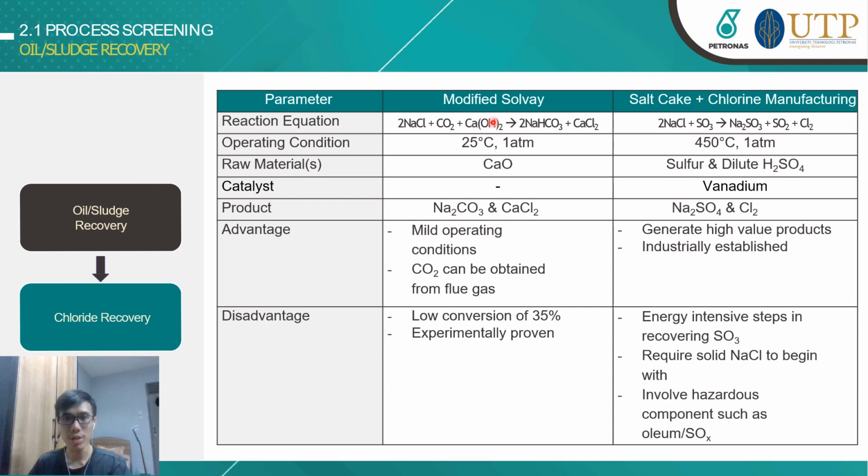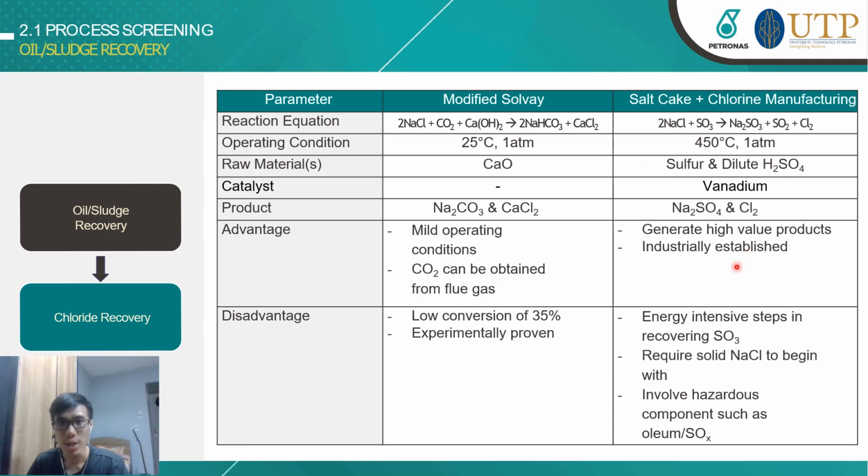Moving on, the comparison for chloride recovery routes is tabulated. The modified Solvay reaction occurs at ambient condition, converting brine with carbon dioxide and calcium oxide to form soda ash and calcium chloride. The main advantages of this technology include mild operating conditions, and that the CO2 can be obtained from waste flue gas streams, which contributes greatly to a greener road since it is designed for carbon dioxide capturing. However, the downsides are low conversion of salt at 35%, which may be overcome by recycling, and that it has only been proven successful experimentally in lab scale.